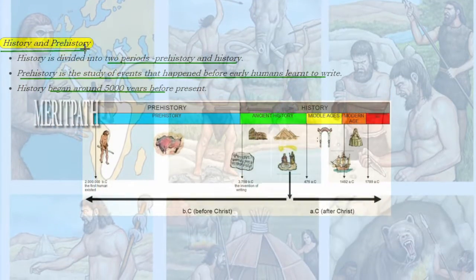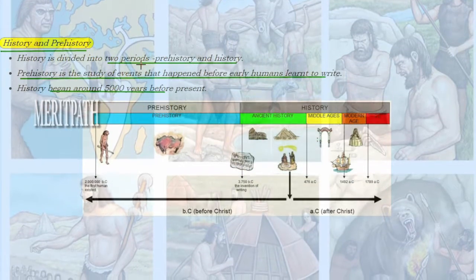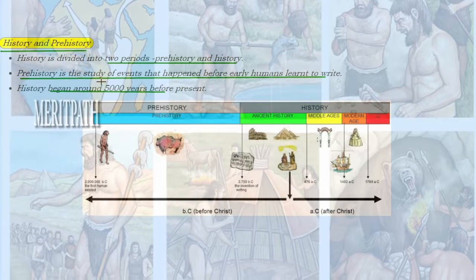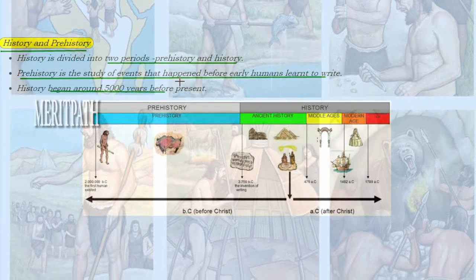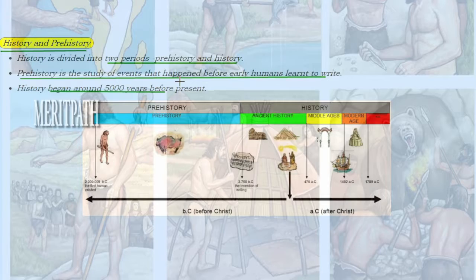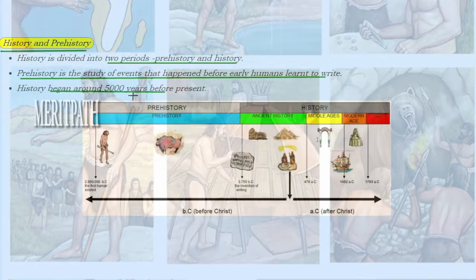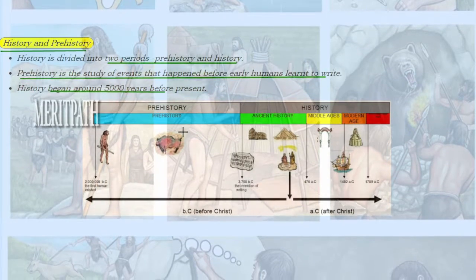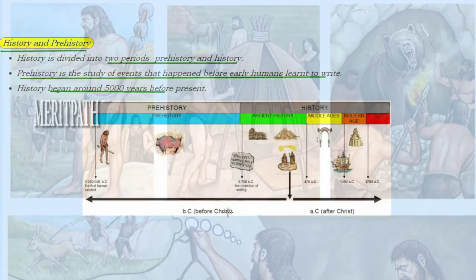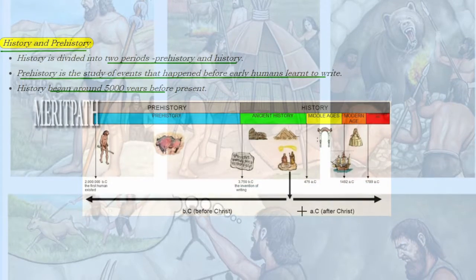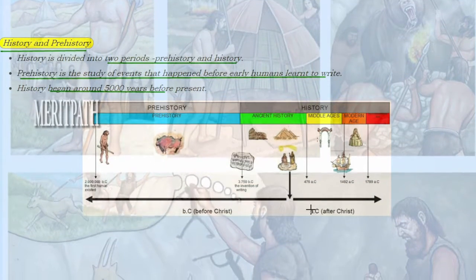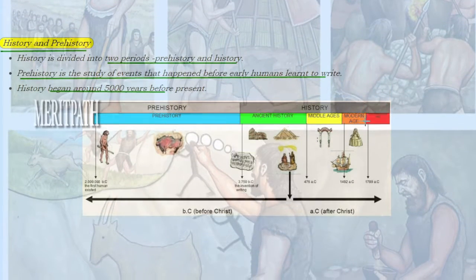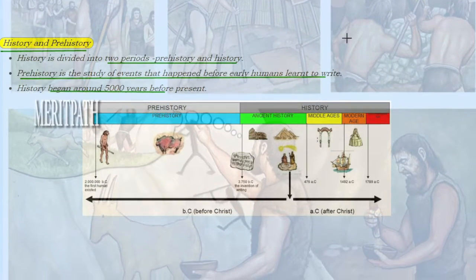Next, let's see about history and prehistory. History is divided into two periods, prehistory and history. So prehistory means the study of events which had happened before human beings learned to write. And history began around 5000 years ago. So prehistory is the BC period, before Christ, and history is the period after Christ. So again, history is divided into ancient history, middle age, modern age and contemporary age.